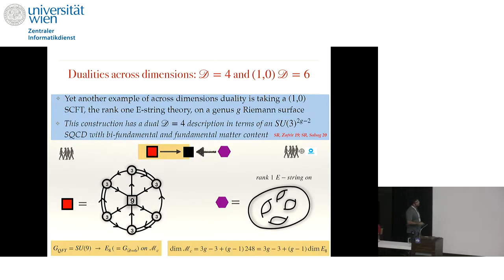Now, the two examples on the previous slide were starting with (2,0) theories in 6 dimensions, but in this respect, nothing is special about (2,0). We can start with (1,0) theories, of which there is a huge variety, and try to understand the cross-dimensional dualities for them. Here is one example where you start with the so-called E-string theory, an SCFT in 6 dimensions, which has an E8 global symmetry. You put it on a genus G Riemann surface, and again, you obtain a very simple gauge theory, now with a different gauge group. So this is again an example of a cross-dimensional duality. And by studying these simple gauge theories, you can recover various bits of information you expect from these compactifications, for example the remnants of global symmetry, dimensions of spaces of parameters, and so on.